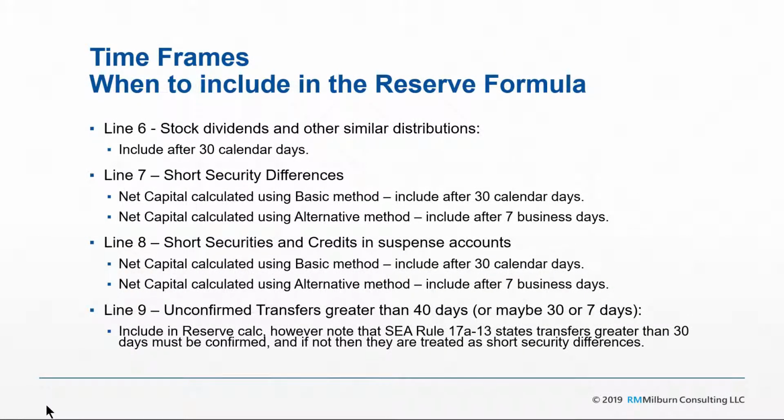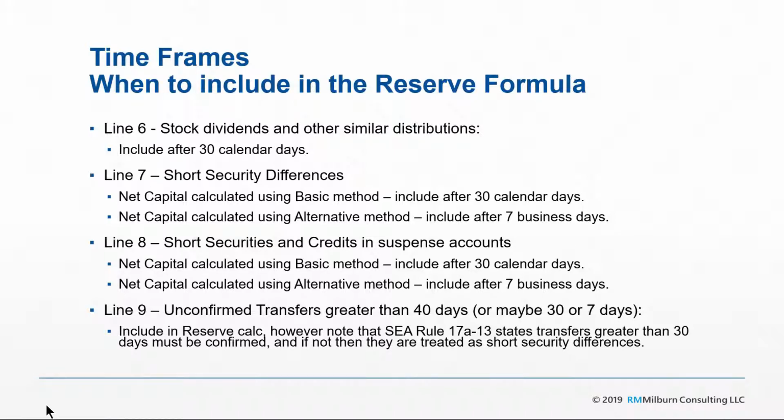So what are the time frames, and when do you include these items in the reserve formula? For line 6, stock dividends include after 30 calendar days after the dividend payment date. For lines 7 and 8, it's going to depend upon how you calculate your net capital. If you're using the basic method, you're going to include after 30 calendar days. However, if you're using the alternative method, you're going to include it after 7 business days.